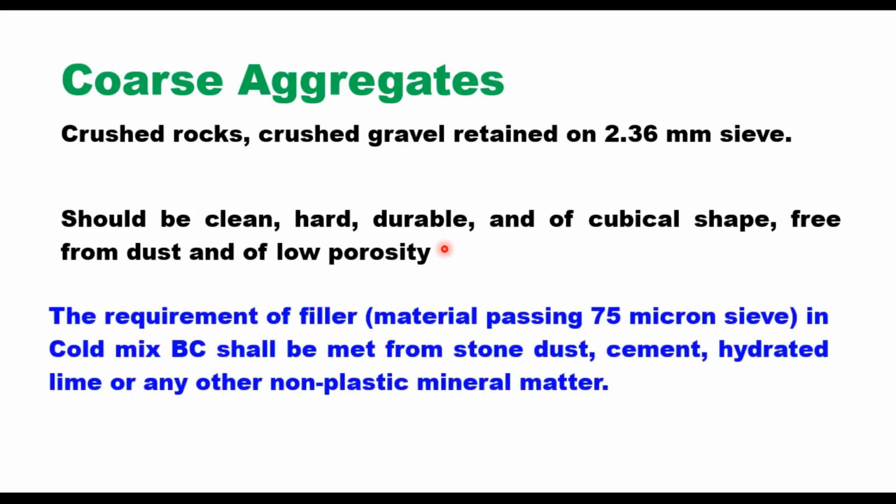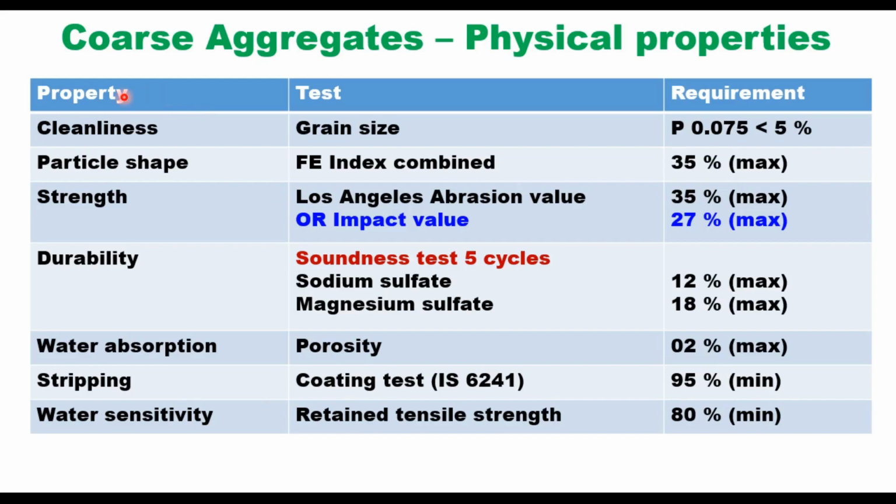The requirement of filler, that is material passing 75 micron sieve in cold mix bituminous concrete, should be made from stone dust, cement or lime or any other non-plastic mineral material. And this is the list of properties of coarse aggregate that should be met in the field. Cleanness measured as passing 75 micron sieve should be less than 5. Flakiness elongation index combined less than 35%.